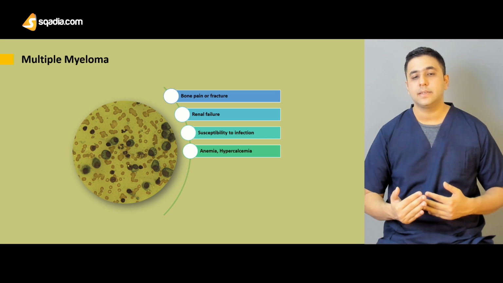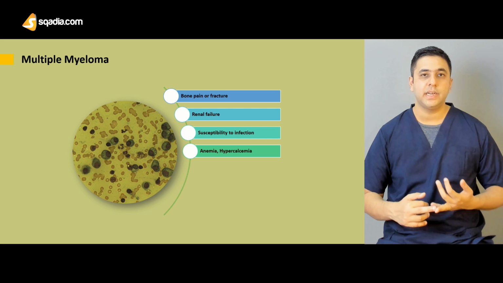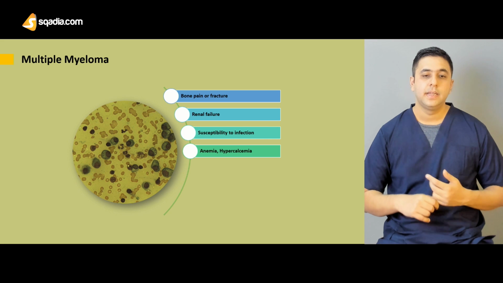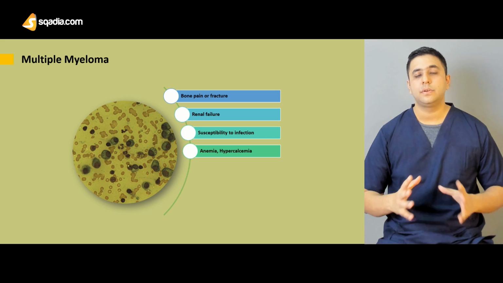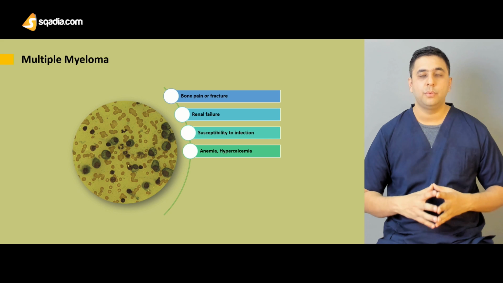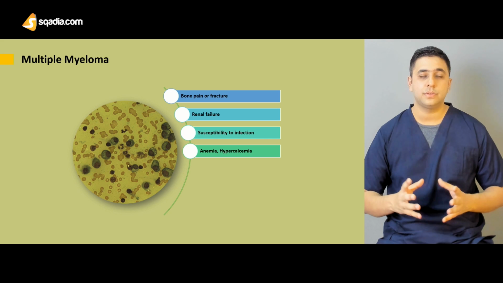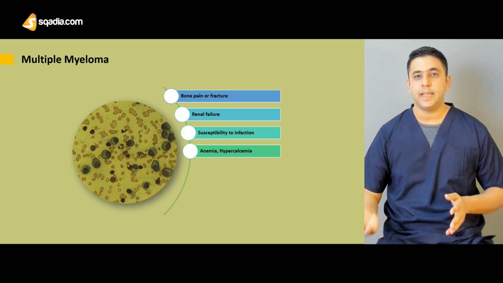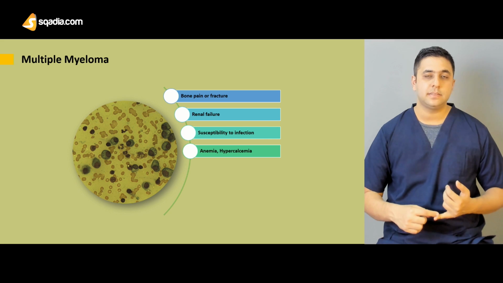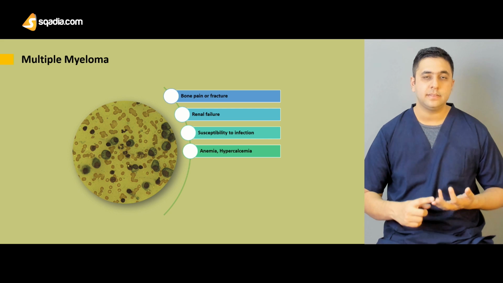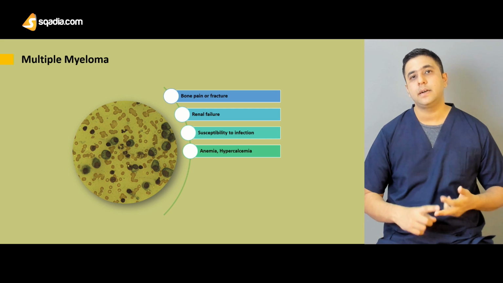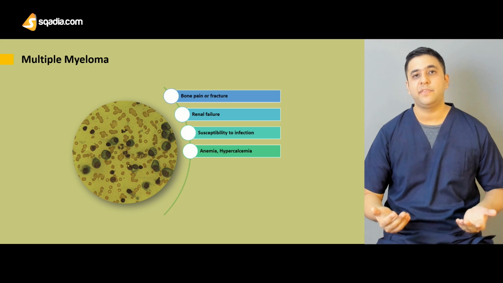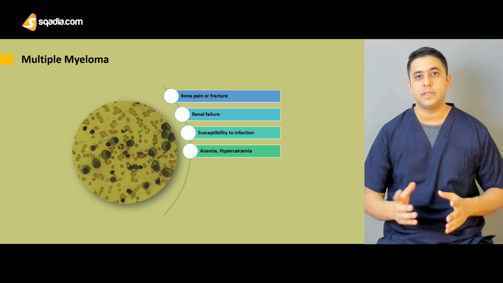So these classical signs and symptoms: bone pains, the renal failure, infection susceptibility, anemia, and hypercalcemia. These are the ones which are the hallmark of multiple myeloma. In fact, we have a small mnemonic to remember all these signs and symptoms. The mnemonic is CRAB, C-R-A-B. The C stands for hypercalcemia, R stands for renal abnormalities, A stands for anemia, and B stands for bone pains, or you can say bacterial infections as well. You can remember both of them with the help of B.